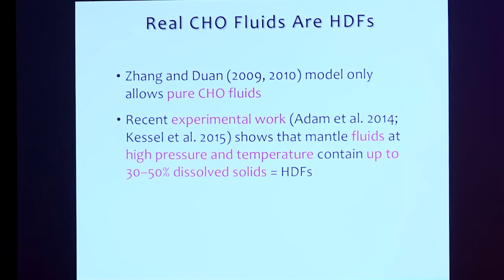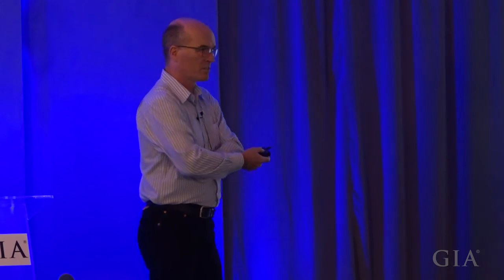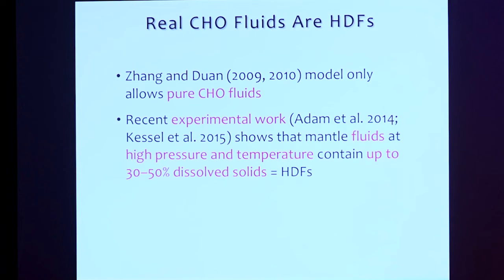The problem simply is that I can't. We don't have the thermodynamic data to do that. The most sophisticated model to work with mantle fluids is the Zhang and Duan model, and you can only model pure CHO fluids. So it's essentially a modeling problem, but when you take these pure CHO fluids and you put them into an experimental capsule and you bring that capsule to the pressure temperature conditions of diamond formation, then you have at the minimum 10% dissolved solids and often up to 30 to 50% dissolved solids in these fluids. So at mantle conditions, at diamond conditions, these CHO fluids have to be high density fluids.